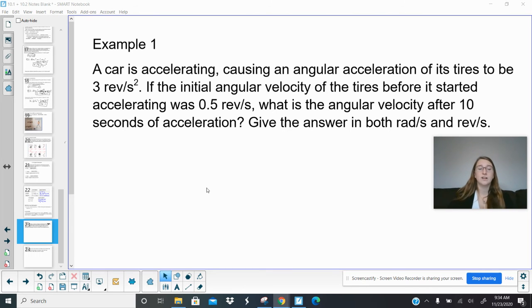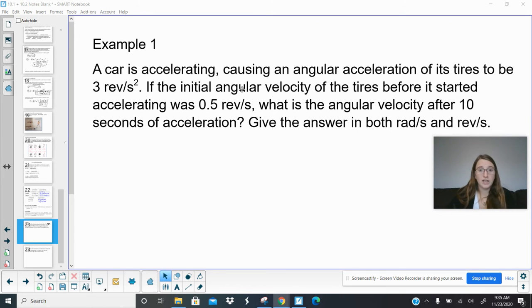So a car is accelerating, causing an angular acceleration of its tires. So this is talking about, again, the change in the angular velocity over time. This is not talking about the car accelerating. This is actually the tires themselves speeding up in how many revolutions they make in a second.